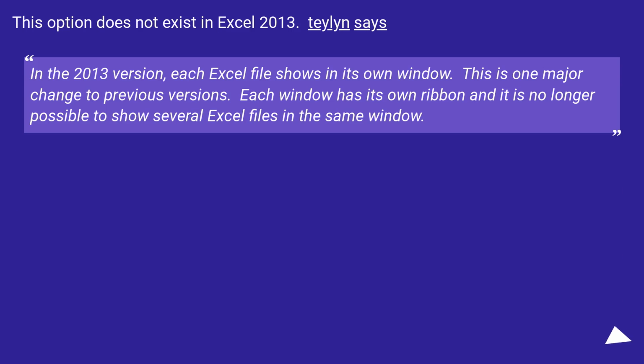This option does not exist in Excel 2013. Tillin says, in the 2013 version, each Excel file shows in its own window. This is one major change to previous versions. Each window has its own ribbon, and it is no longer possible to show several Excel files in the same window.